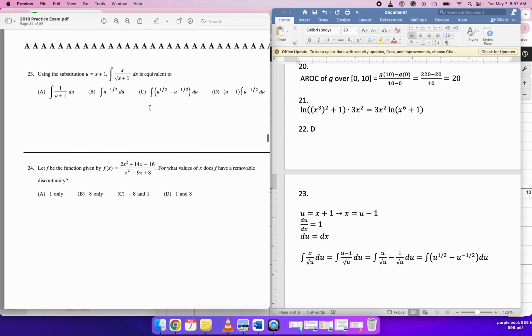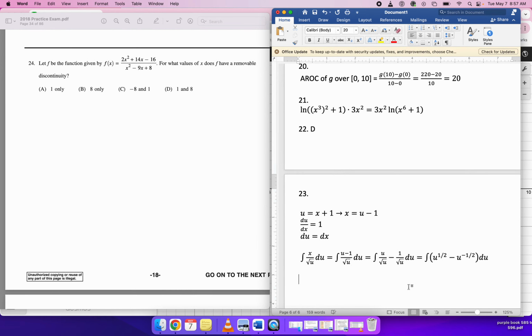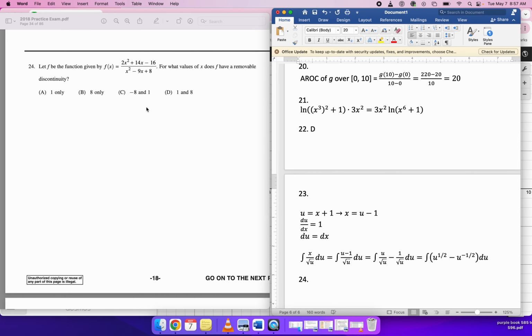If you were going to guess on this one, you could definitely say it's not D. That doesn't make any sense. How are the u's going to be on the outside of the integral? You know what I mean? Well, anyway, 24. Let f of x be the function blah, blah, blah. For what values of x does f have a removable discontinuity?